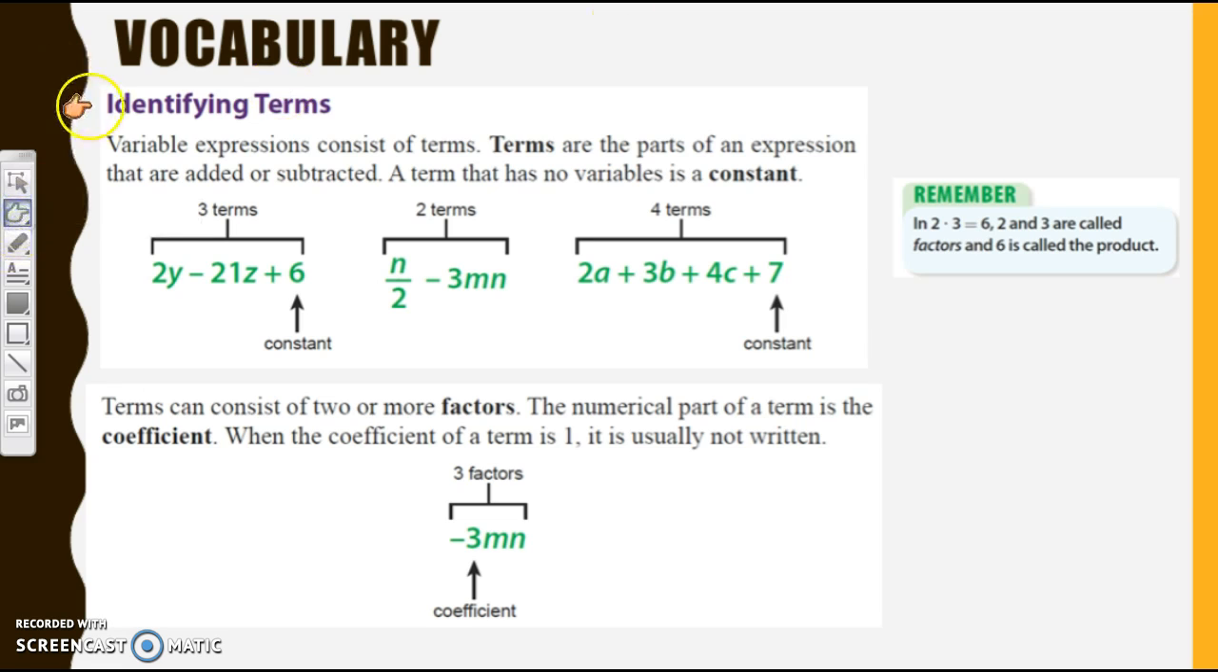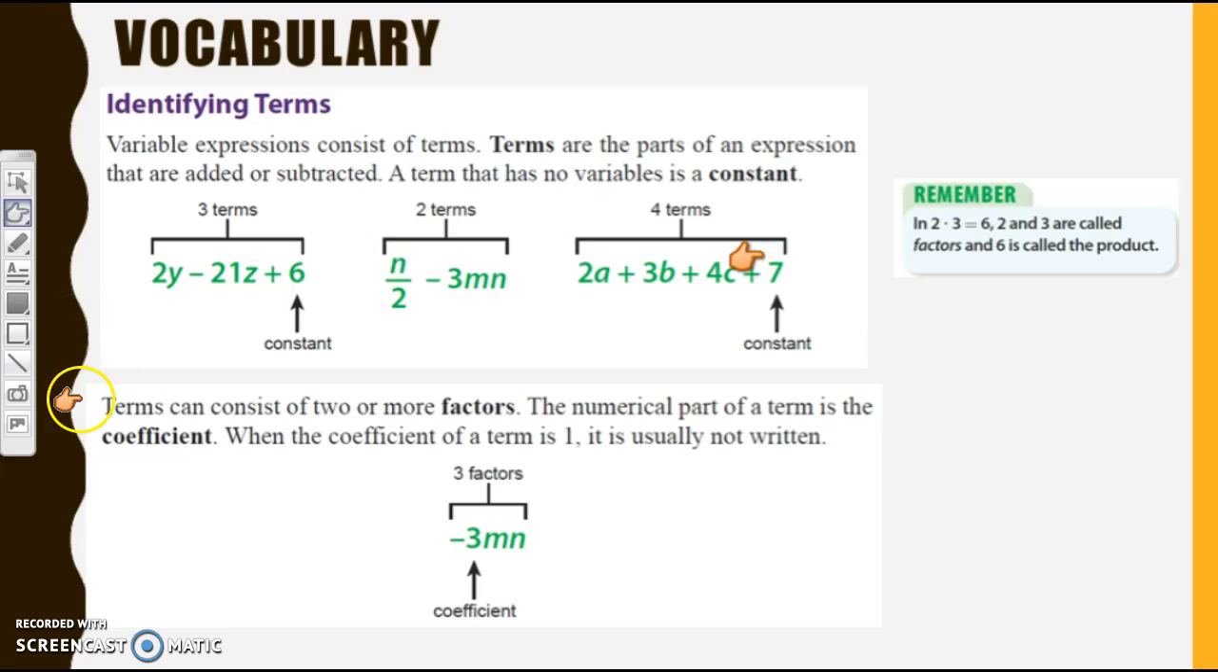So some vocabulary. Each expression has terms. Terms are the parts of an expression that are added or subtracted. A term that has no variables is a constant. The thing to remember is terms are separated by subtraction and addition, not multiplication and division. So this one has 3 terms because there's 1, 2, 3. This one has 2 terms, 1, 2. This one has 4 terms, 1, 2, 3, 4. And these are constants because they have no variables.